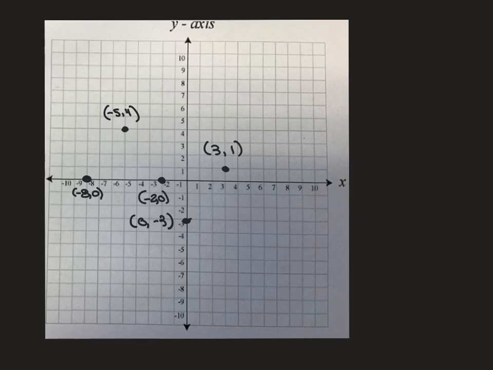I'm going to put an open circle, not a dot, an open circle at 8, -7. Open circle. This is 8, -7. Okay, I'm going to play kind of connect the dots-ish. We're going to draw a polynomial function.